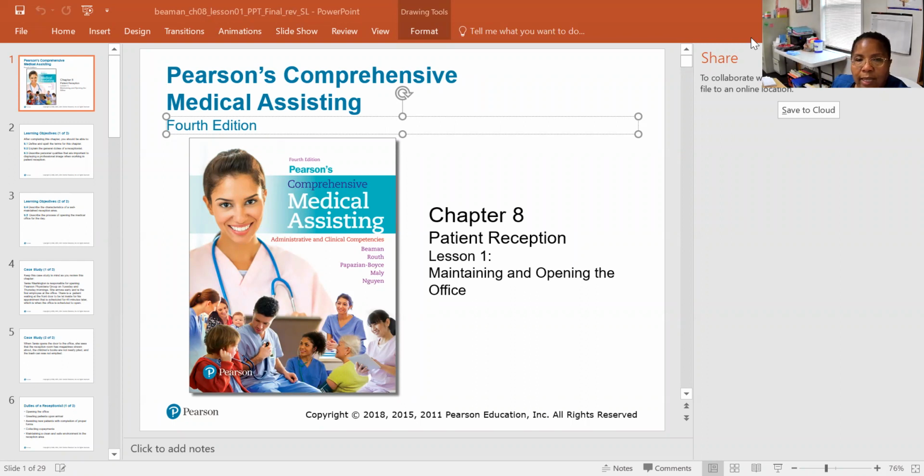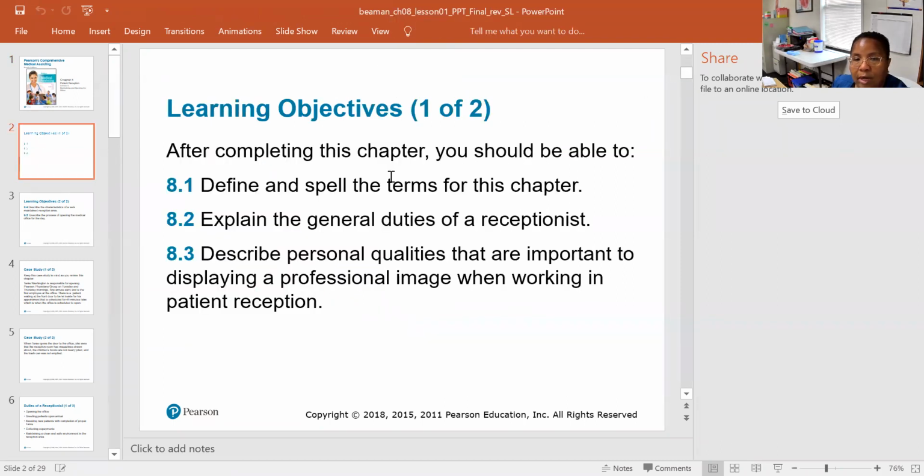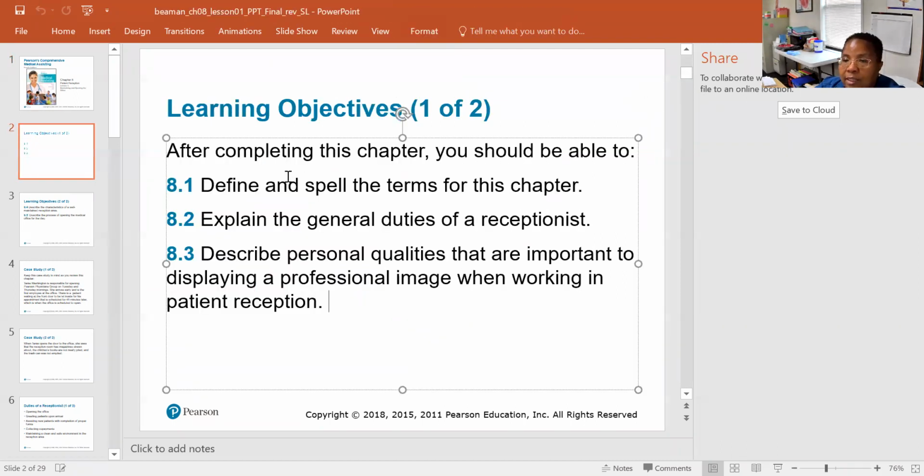And what we've talked about, when you get ready to open your books for any chapter, the first thing you should be able to see are your objectives. After completing this chapter, you should be able to... I haven't been sending you a lot of words to define. I think it's only been the words in the chapters, which are not so many. So if you ever open up your book and you're saying, now where do I start? What am I looking for? Your objectives: after completing this chapter, you should be able to explain the general duties of a receptionist.